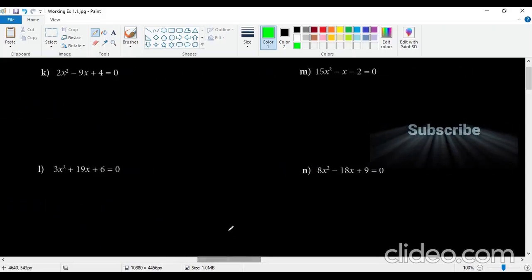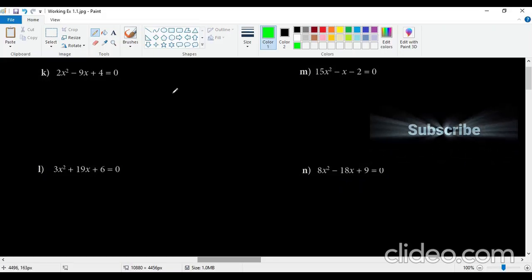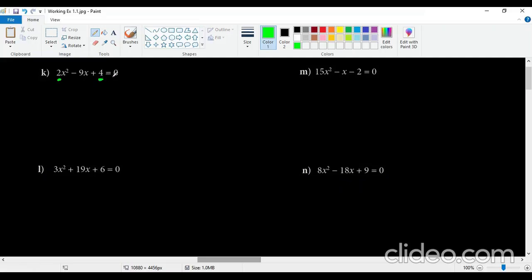For question number K, it's going to be 2x. 2 times 4 is 8. First let me explain to you. This 2 times 4 is going to give you an 8. Okay, so this 8 we need to factorize, and to factorize 8, what we are going to do is we write 2x squared and plus 4 like this. And in here, how do you see this minus 9? How do we get minus 9 for question number K? It is minus 8x and minus 1x.